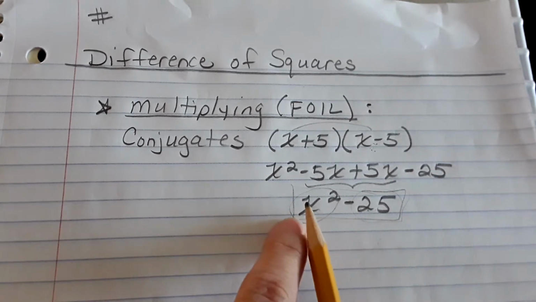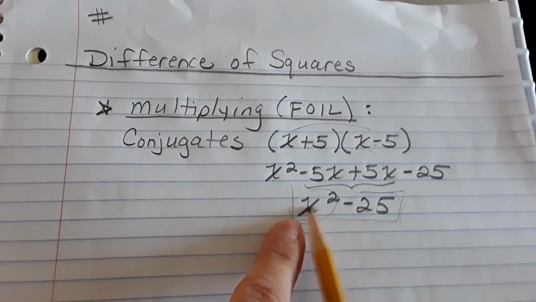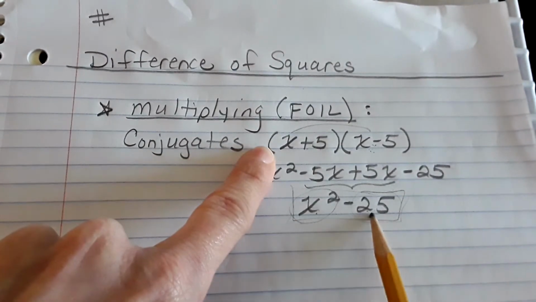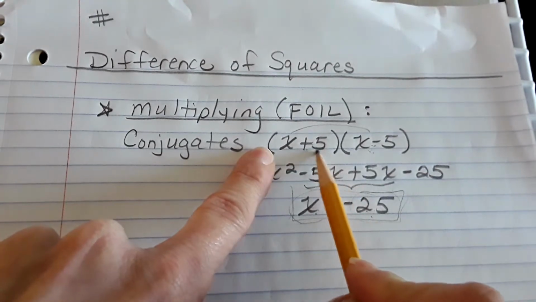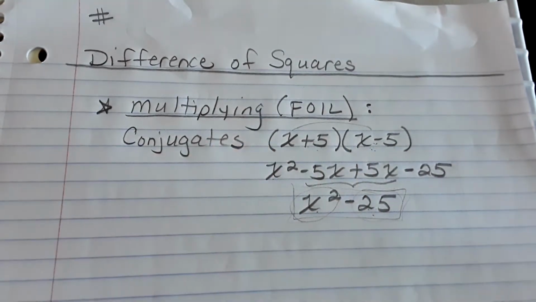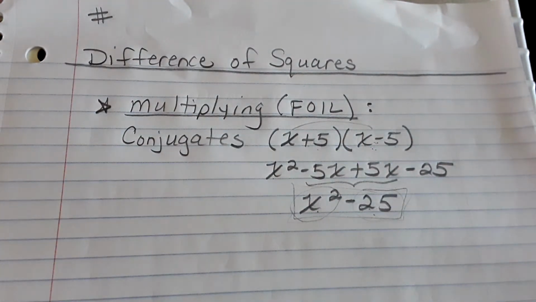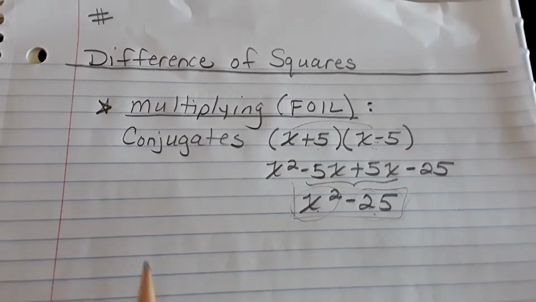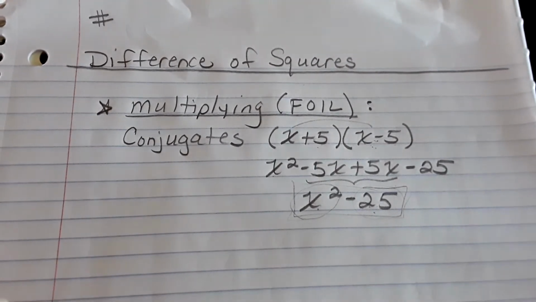Okay? The square root of x squared is x. The square root of 25 is 5. You use those as the two terms inside your parentheses. You make one a plus, one a minus. So today you all are learning a shortcut to some of the factoring that we're going to do. So here's a rule that you've got.